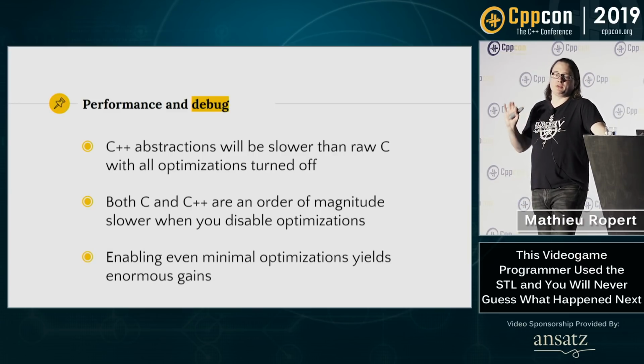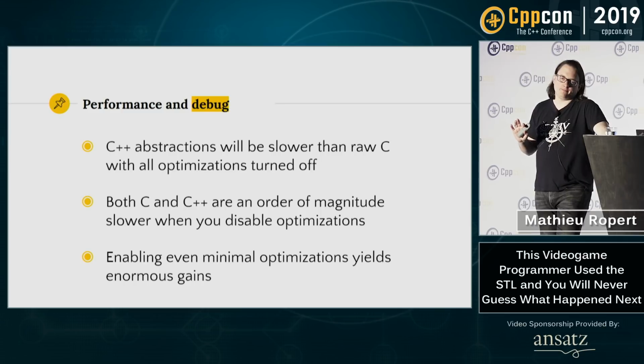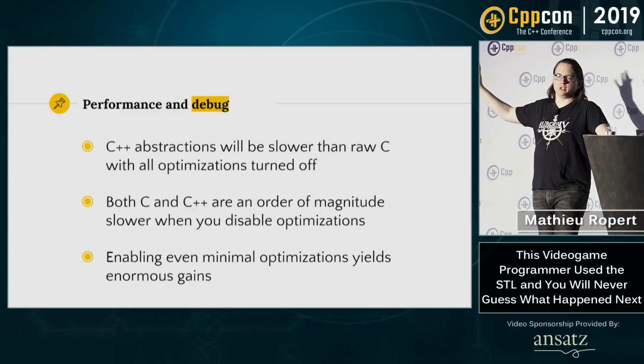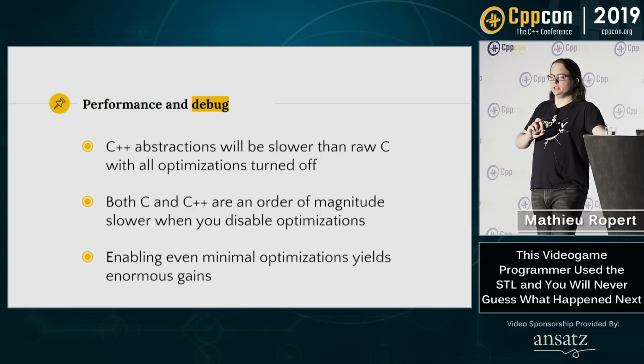And again, minimum optimization, enormous gains. So if you're working on GCC, Og is going to save you by a huge margin.